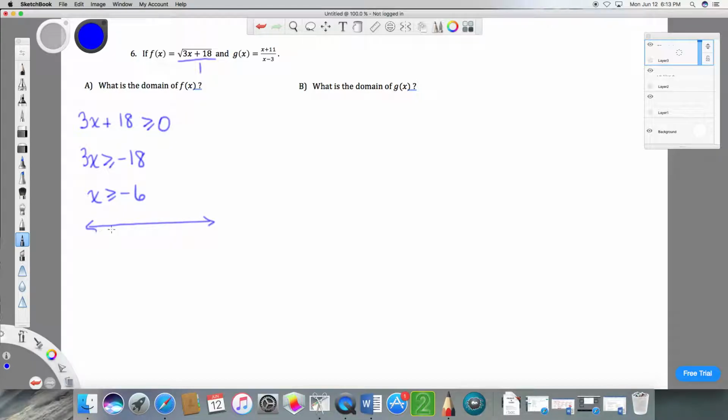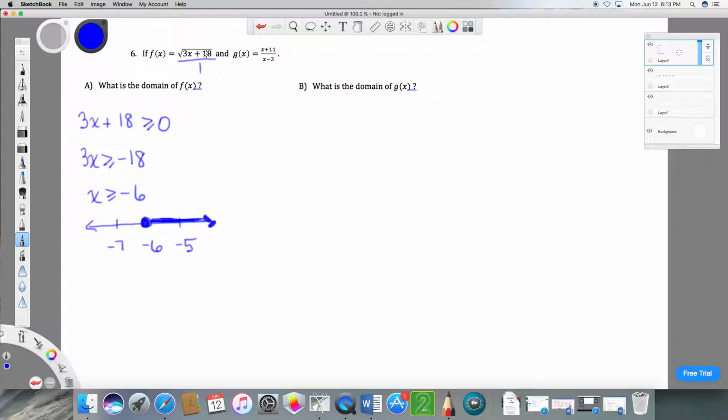If I sketch that on a number line, I include negative 6 because it's underlined, and I shade to the right. Which means if I pick any number in the shaded region, then I'll be taking either the square root of 0 or the square root of a positive number. Like let's plug in negative 6. 3 times negative 6 is negative 18, plus positive 18 is 0, and the square root of 0 is 0.